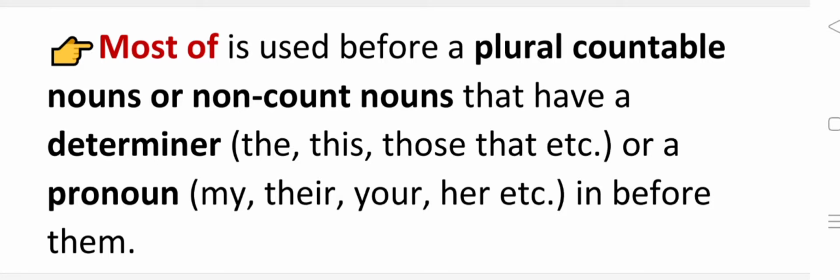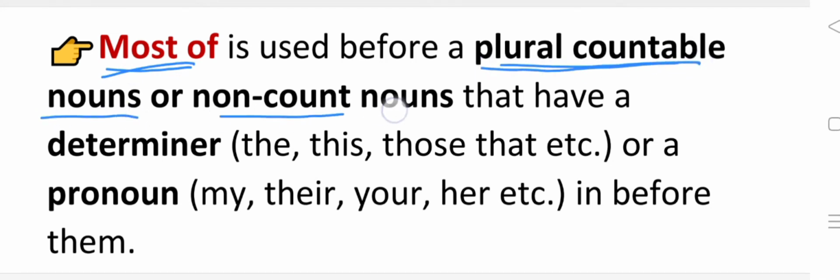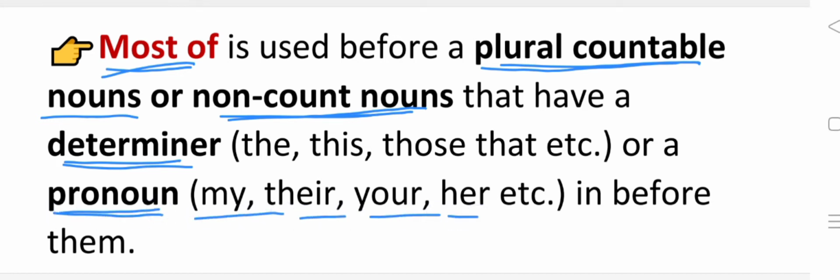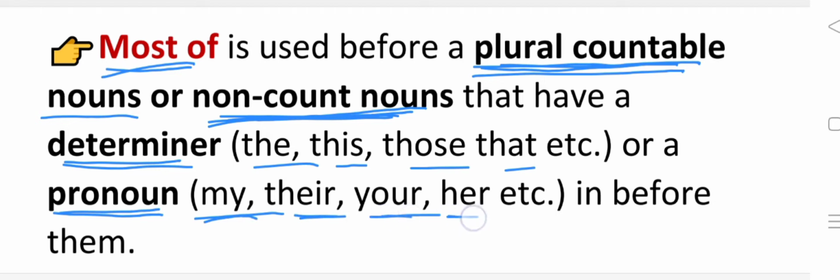Coming towards the first one, that is most of. Most of is used before plural countable nouns or non-count nouns that have a determiner, the, this, those, that, etc., or pronouns my, their, your, her, his, etc., before them. So whenever determiners or pronouns come before plural countable nouns or non-count nouns, in those cases we have to use most of.